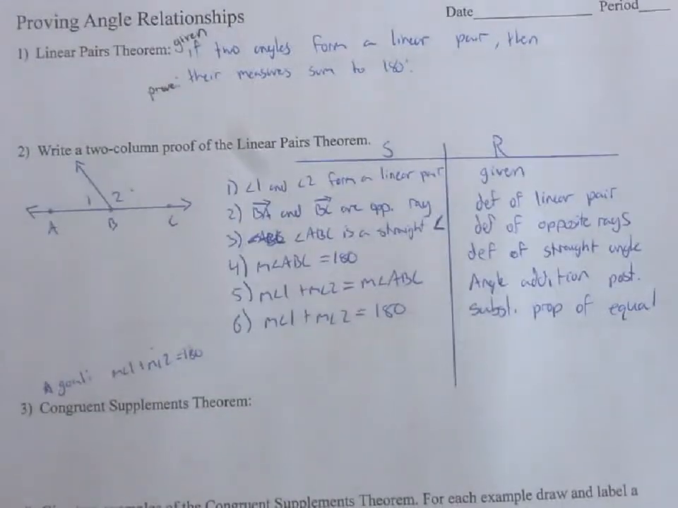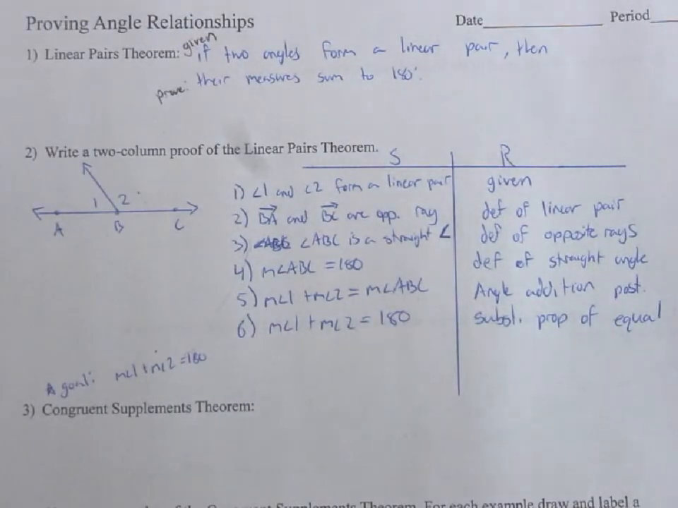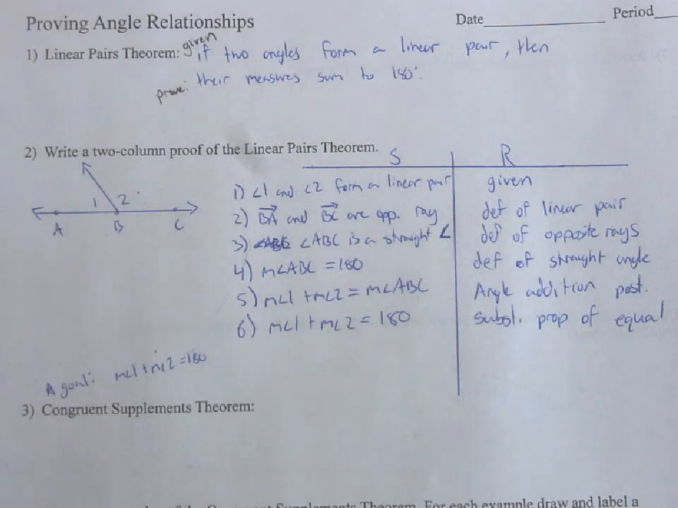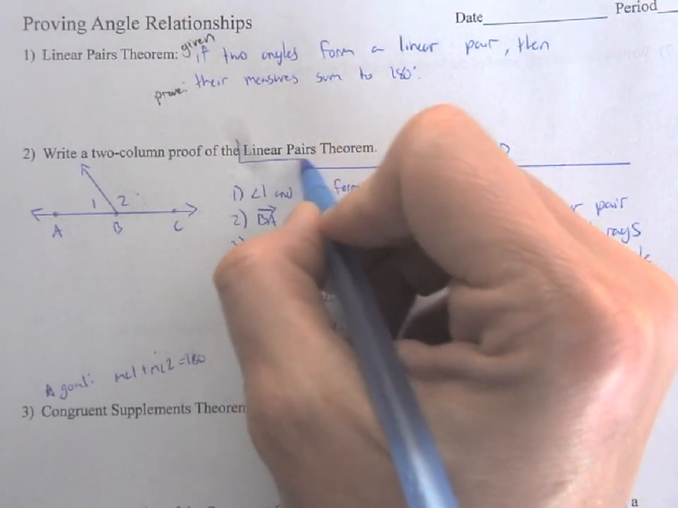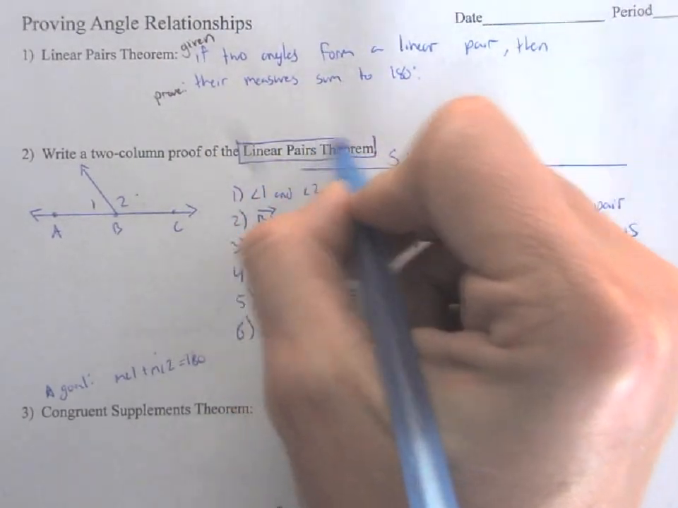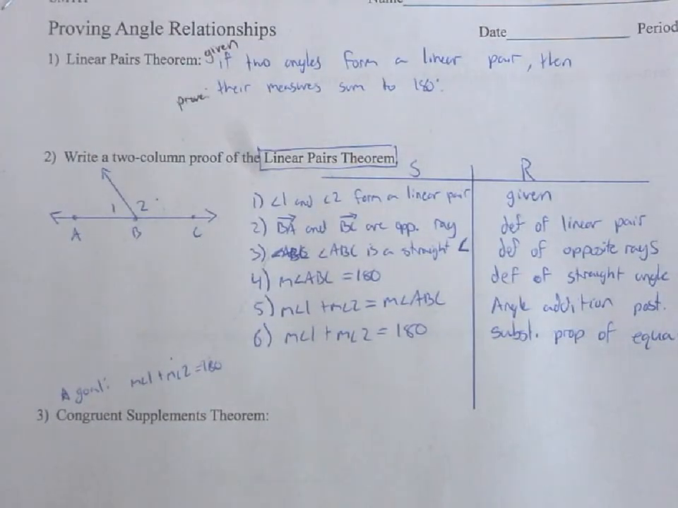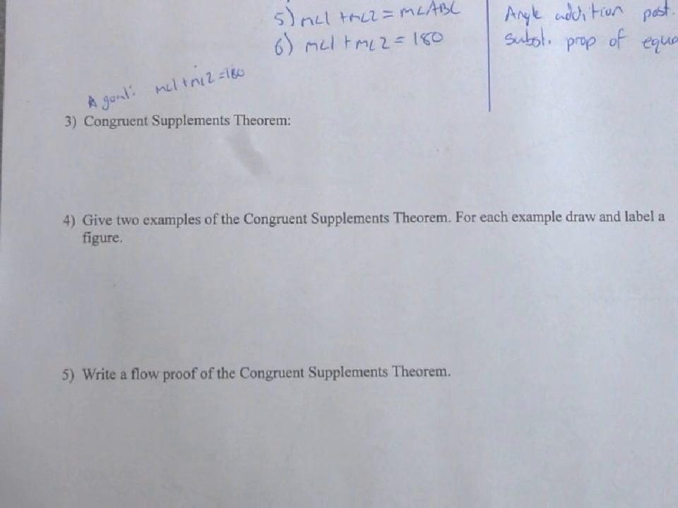Okay, so that's your two-column proof of the linear pairs theorem. We did that in class, so if you missed that, you can kind of follow that reasoning along. We are actually going to use this idea later today in a proof. So this is an important idea to have before we move on. Okay, in the next video, I will do the congruent supplements theorem, and I'll walk you through that, and we'll talk about what a flow proof is as well.